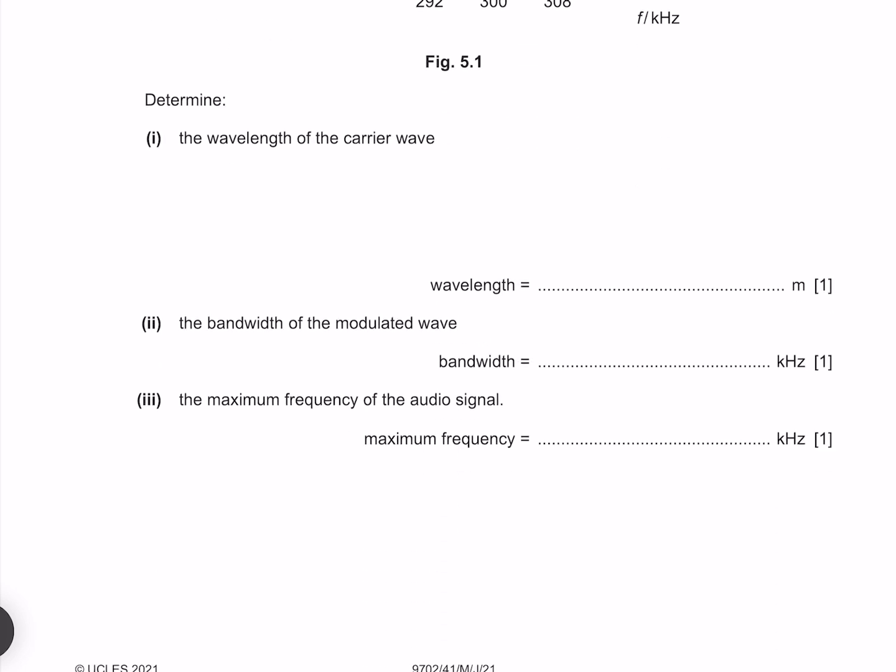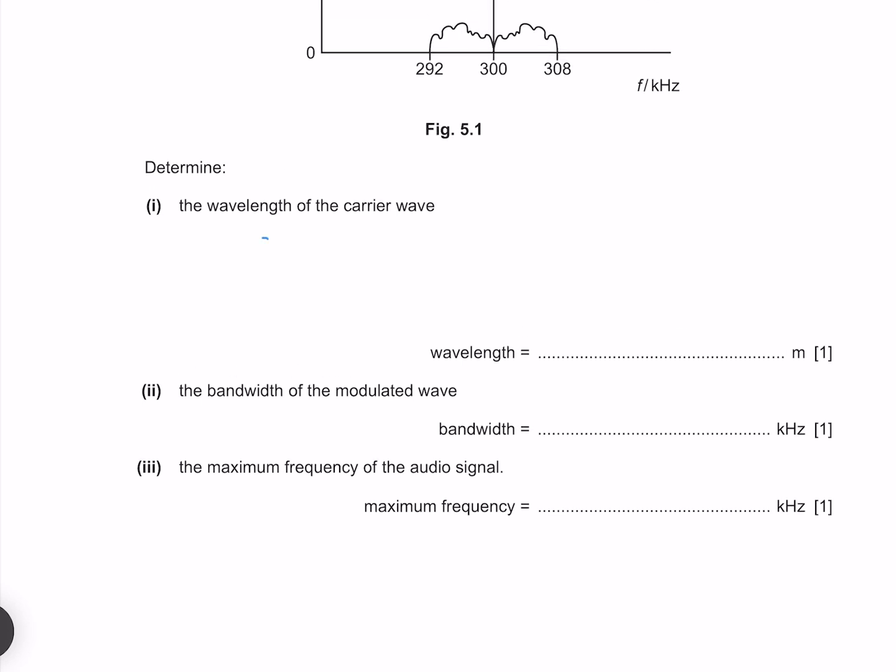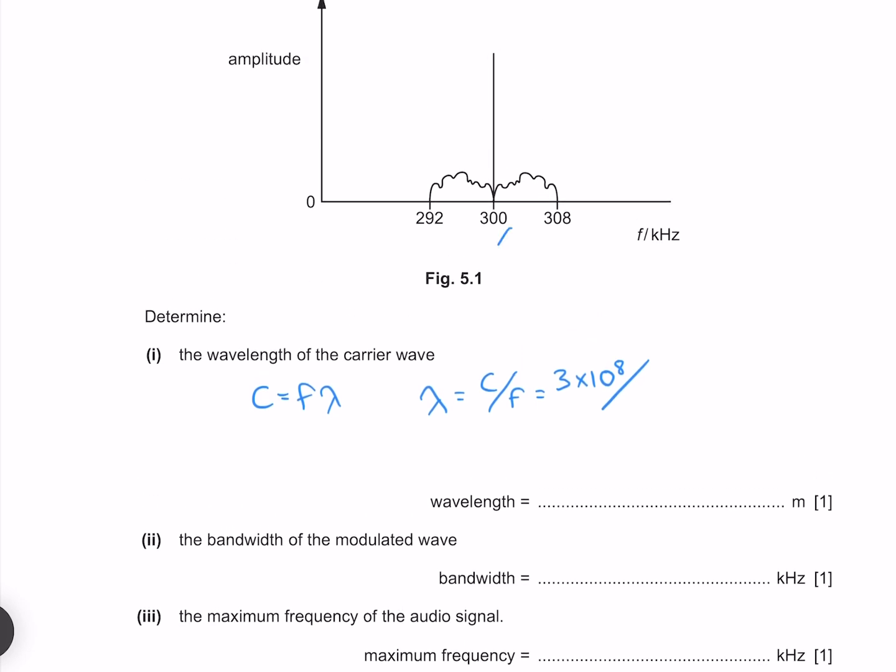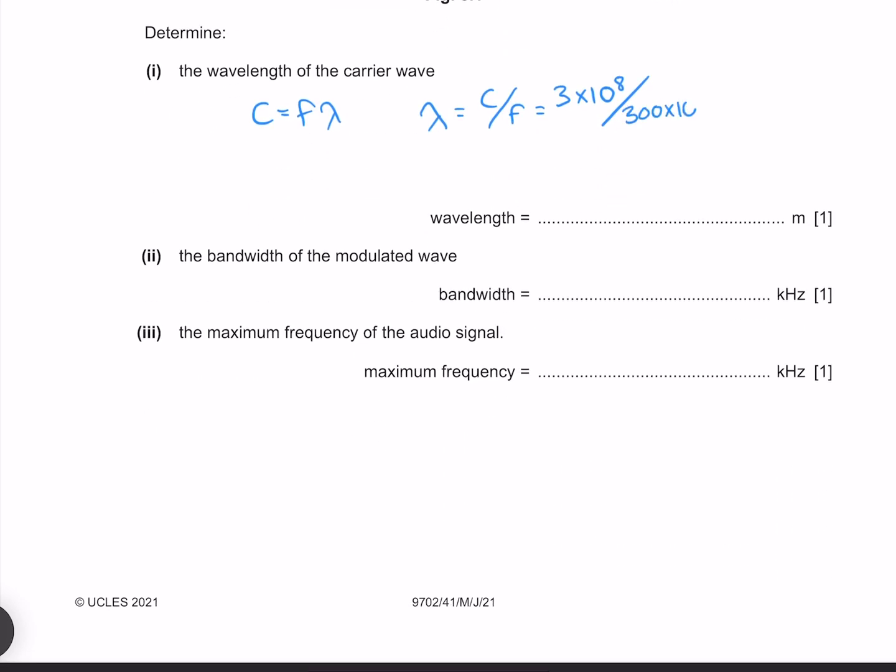Determine the wavelength of the carrier wave. We know that the wave speed is equal to frequency times lambda, solving this for lambda by dividing both sides by frequency, putting our numbers in, where our frequency is 300 kHz, giving me 1000 meters.